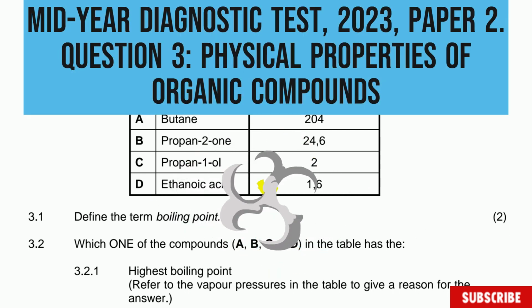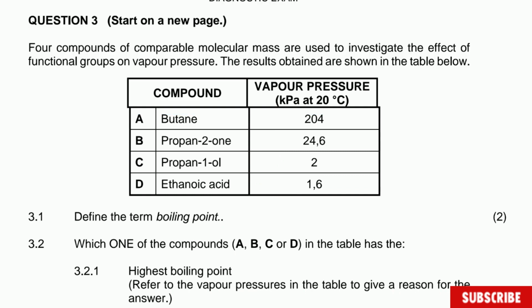This question is related to physical properties of organic compounds. The question said four compounds of comparable molecular mass are used to investigate the effect of functional group on vapor pressure. The results obtained are shown in the table below, and you have different compounds here. Note the following: all those compounds are from different homologous series. And as we're going to do here, we are going to identify the homologous series.